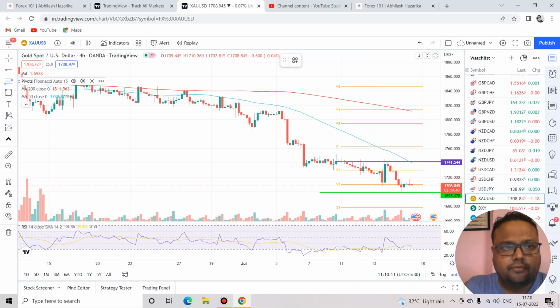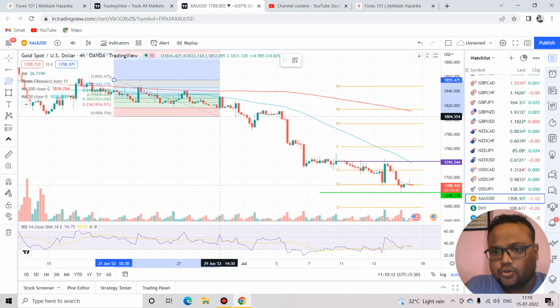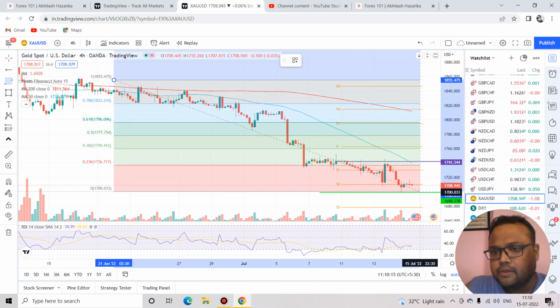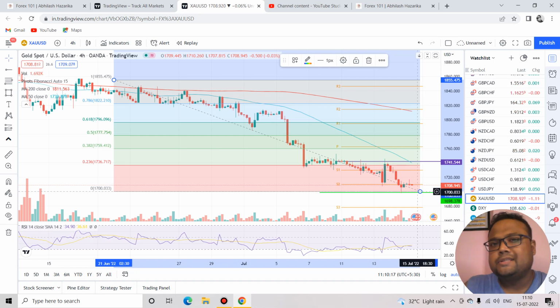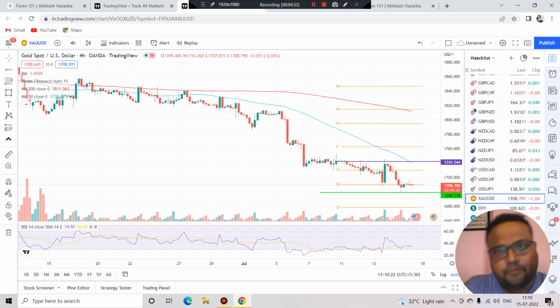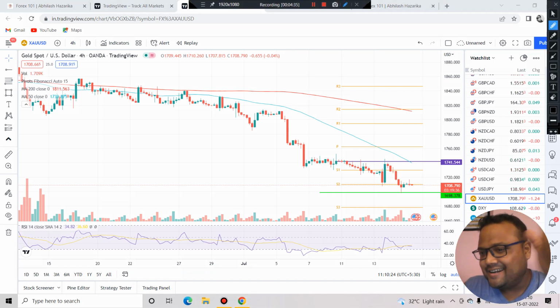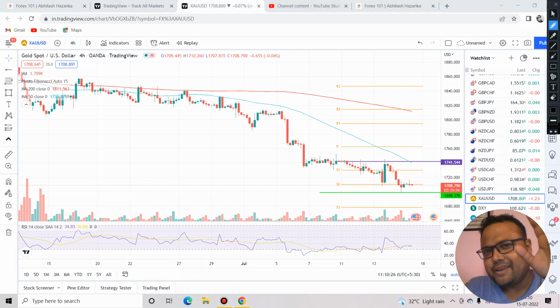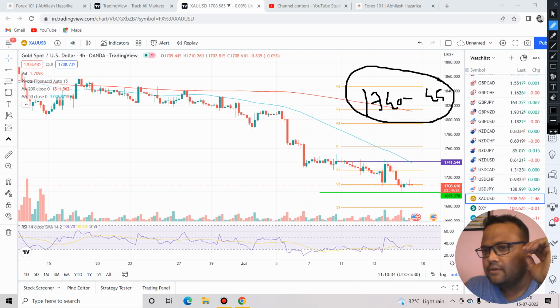If you want further confirmation, then I can show you with the help of Fibonacci as well. You can see that Fibonacci 23.6% is also present. So if we combine all the factors here, under normal conditions in the market, we can expect the market to reverse from 1740 to 45 level. If we see market reversing from this particular level, definitely we can take a sell position as well.